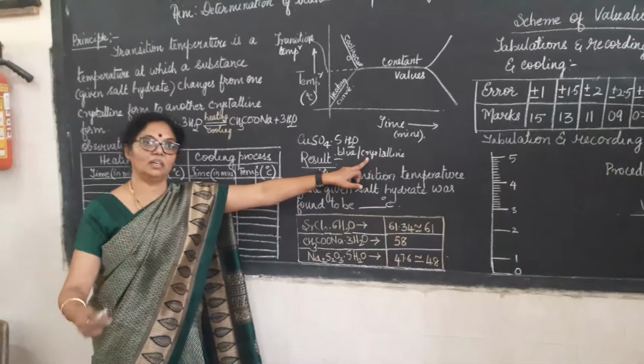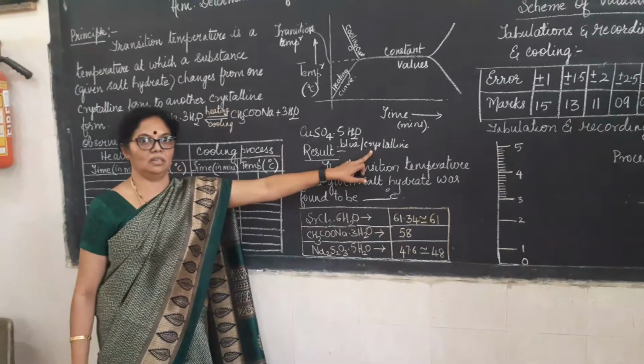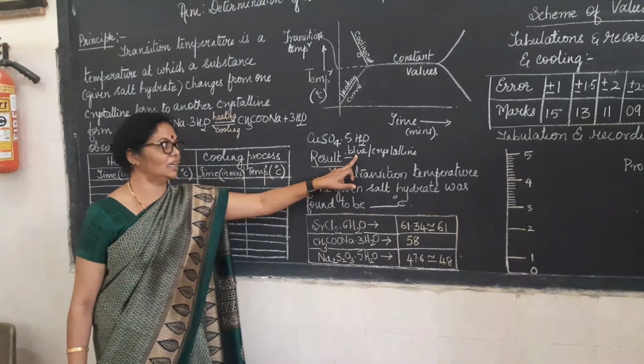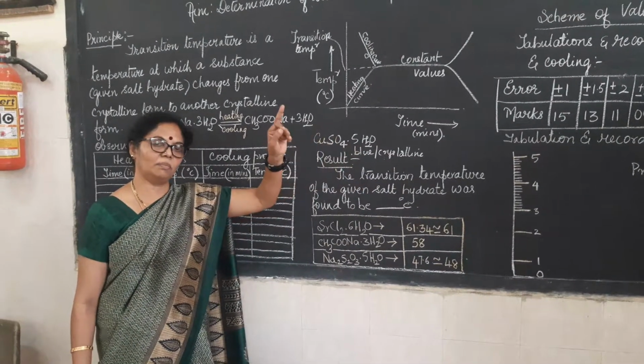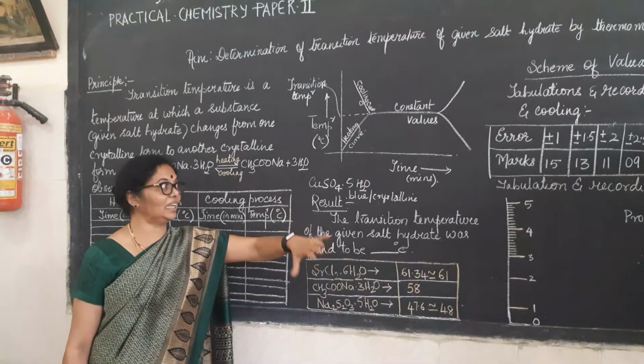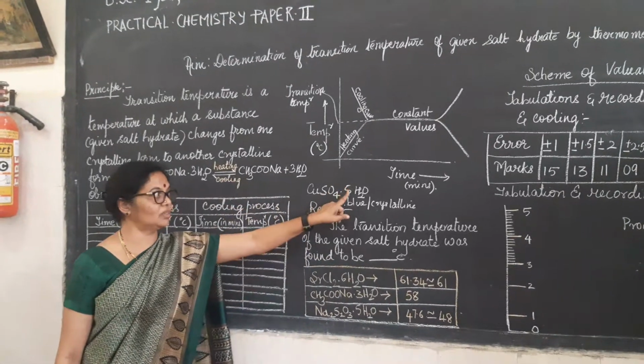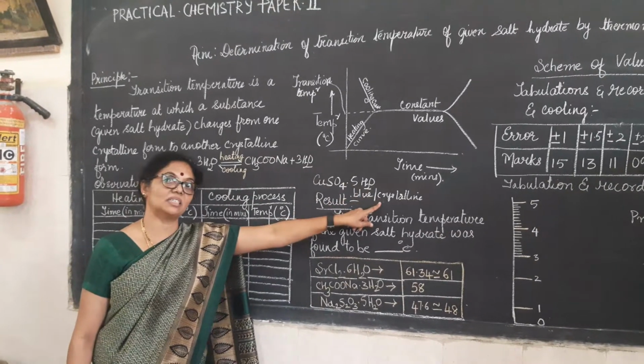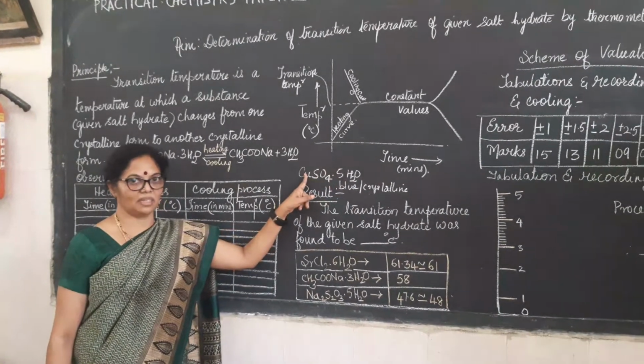and it gets converted into an amorphous compound. It loses its color, it becomes colorless. If you add a drop of water to it, it regains its color. This shows that water is responsible both for the color as well as the crystalline state of copper sulfate.